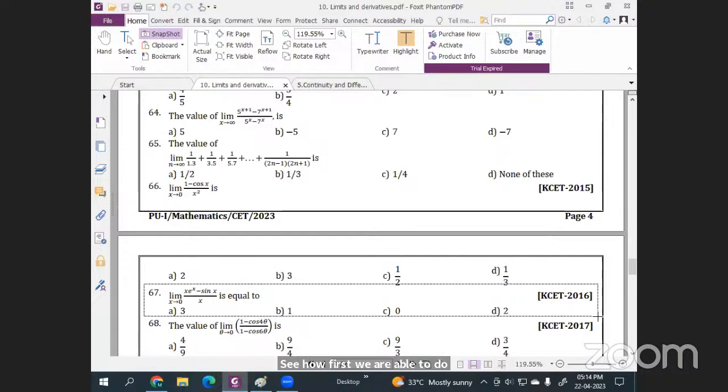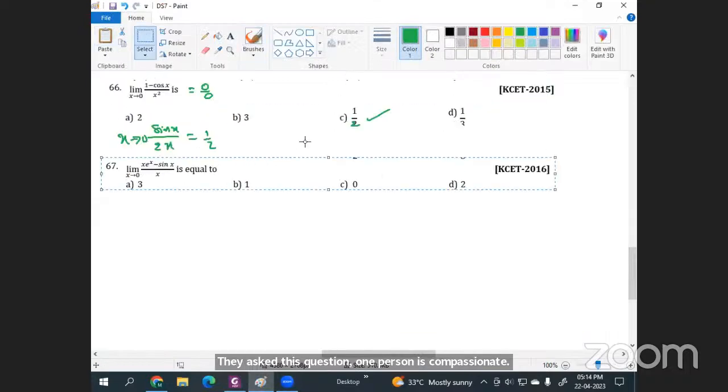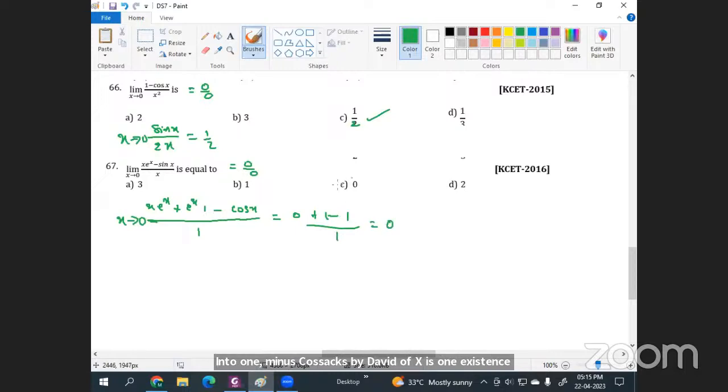In 2016 they asked this question. One question is compulsory. Most of the students lose the marks, but you should not miss the question here. Again 0/0 we are getting, so we go for the 0/0 formula. Use the product rule: x into e power x plus e power x into 1 minus cos x by derivative of x is 1. As x tends to 0, that equals 0 plus 1 minus 1 by 1, and 1 minus 1 is 0. So the third option is the right option.